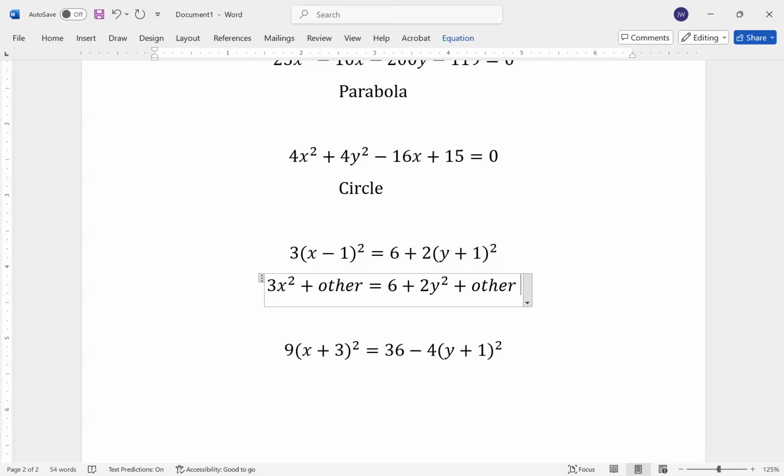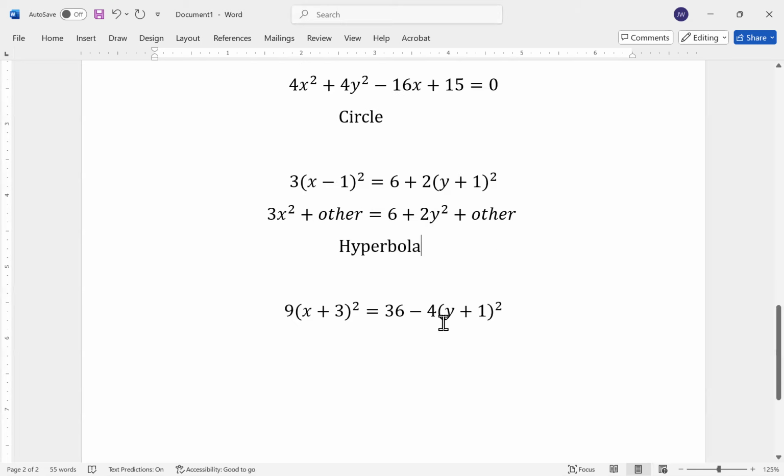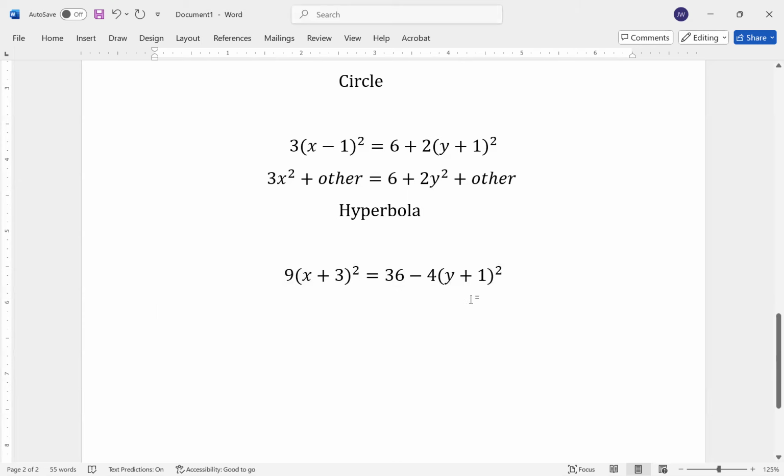We have a 3x squared on the left side, a 2y squared on the right-hand side. If we were to put both of them on the same side, one of them would be a positive coefficient, the other would be a negative coefficient. We'd have 3x squared minus 2y squared. Let's go ahead. Well, I won't do that. That's fine. And so this is a hyperbola. If I put the x squared and y squared terms on the same side, one would be a positive, one would be a negative coefficient. The same is true here.